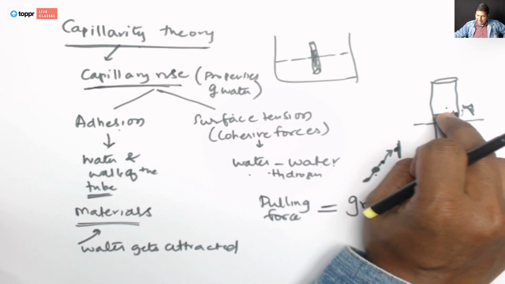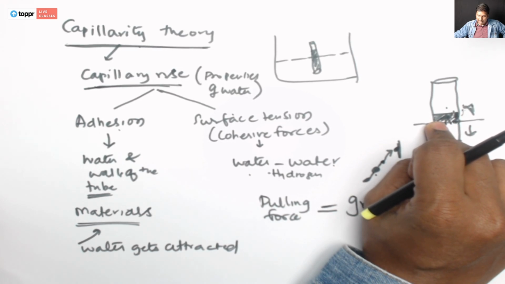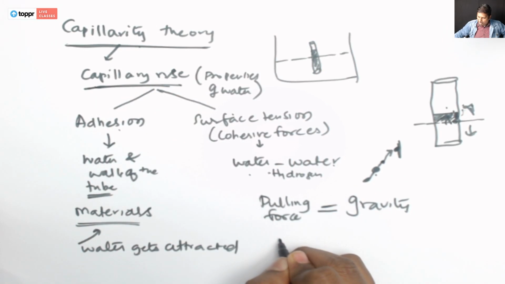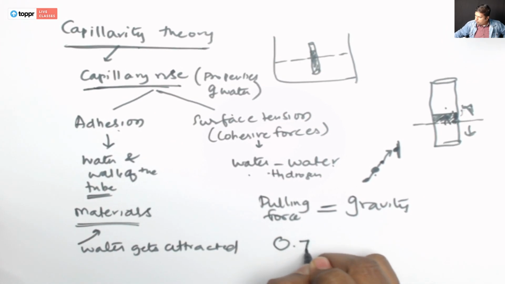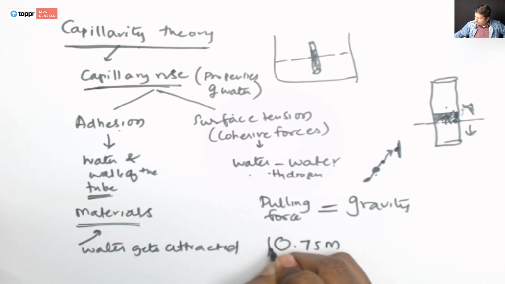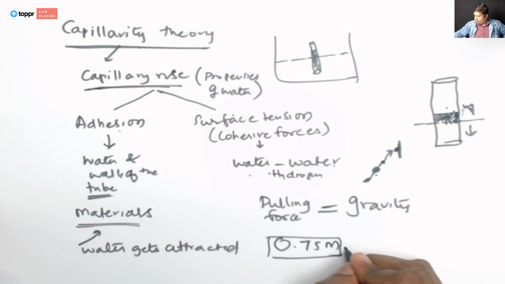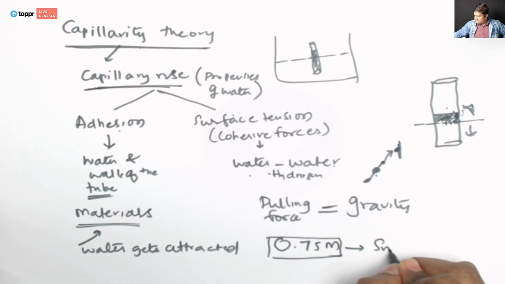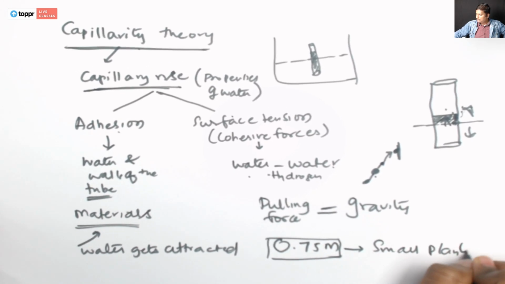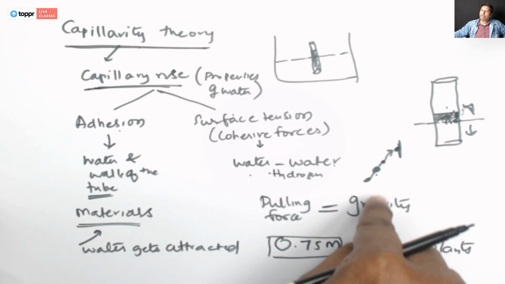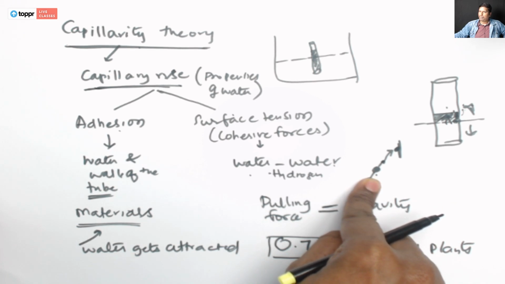Capillary rise, or capillarity. Now what people found is capillarity is responsible for pushing the water to a height of 0.75 meters in plants. So in small plants, capillarity could be one of the reasons why the water is actually going up.